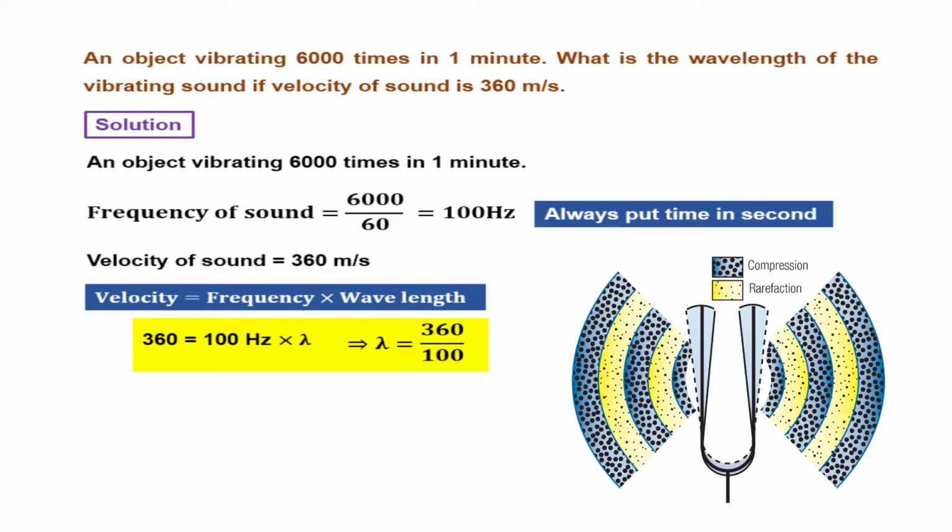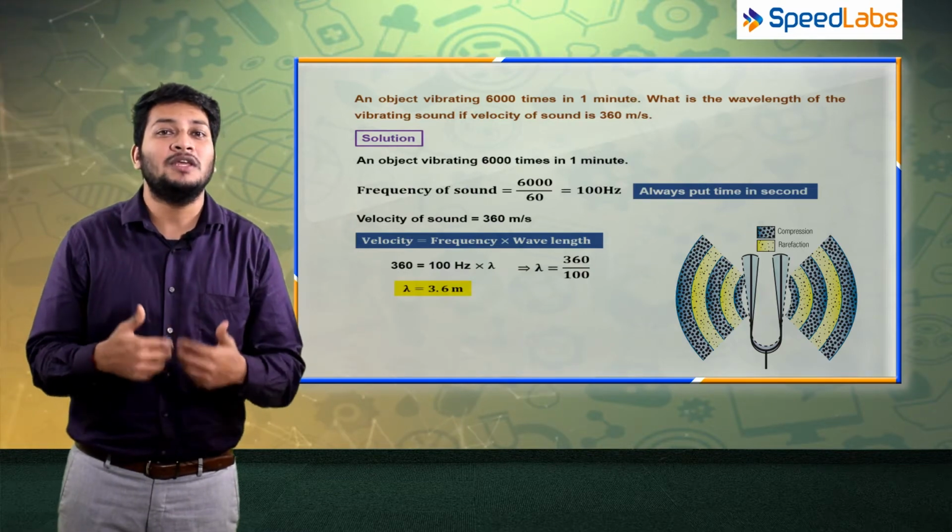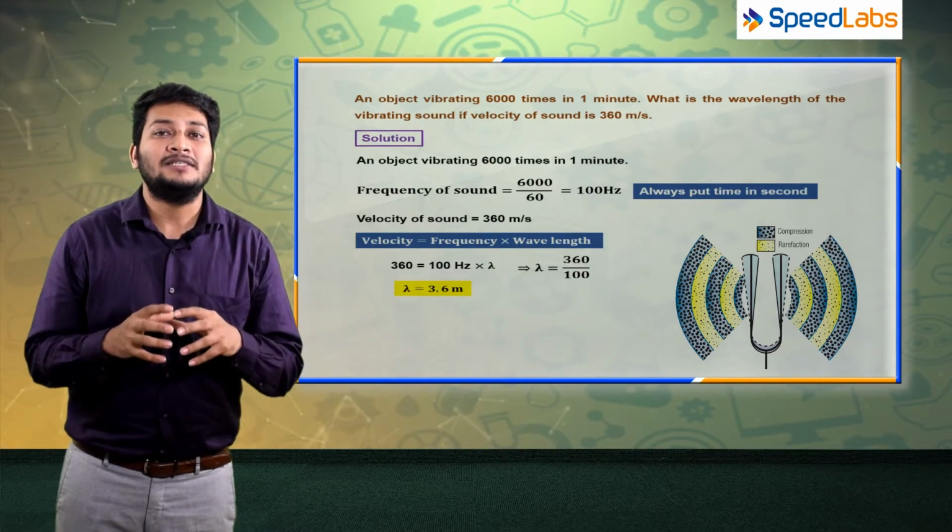So velocity is 360, frequency is 100. So 360 upon 100 will give you 3.6 meters. तो यहां से जो waves produce होंगी उनकी wavelength कितनी होगी? 3.6 meters.